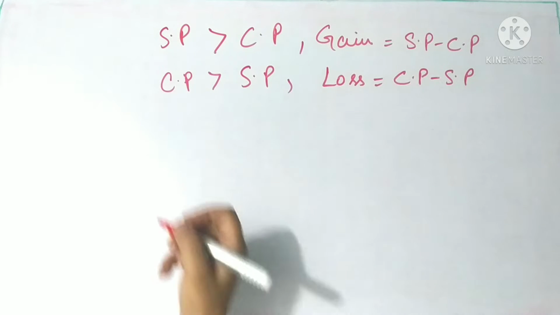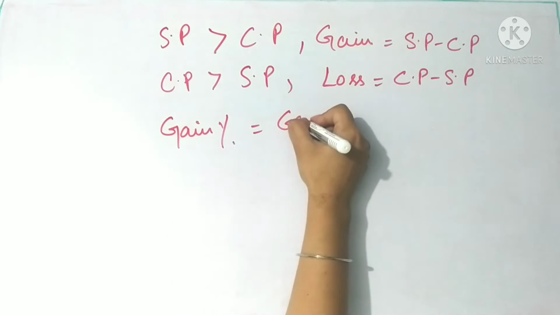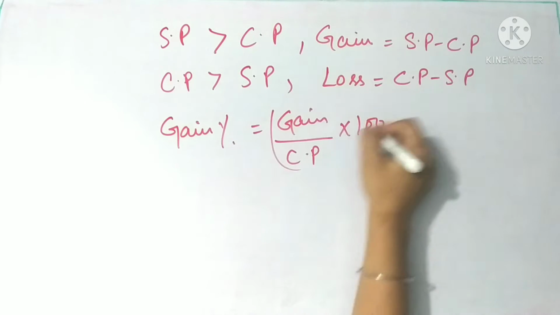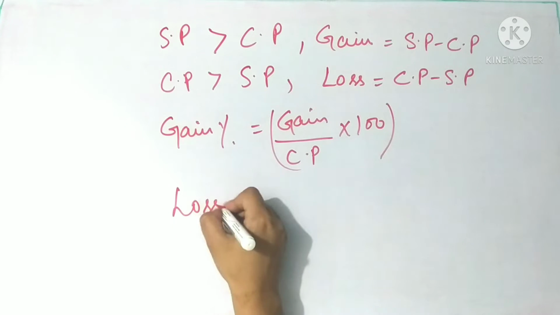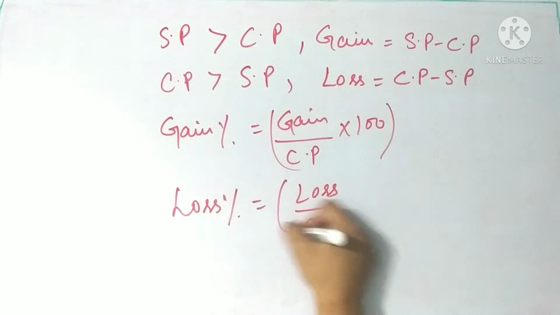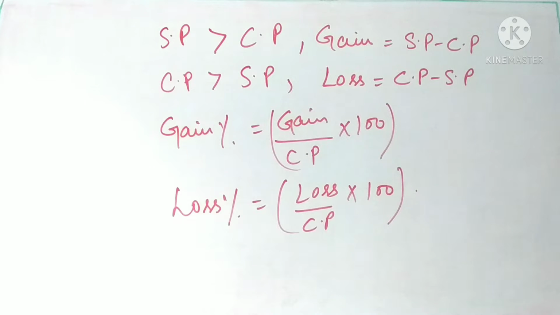Now similarly, what is the percentage gain? The percentage gain is equal to gain by CP into 100, that is cost price. And similarly, loss percent is equal to loss by CP into 100. These are the general formulas that can be used in solving the sums.